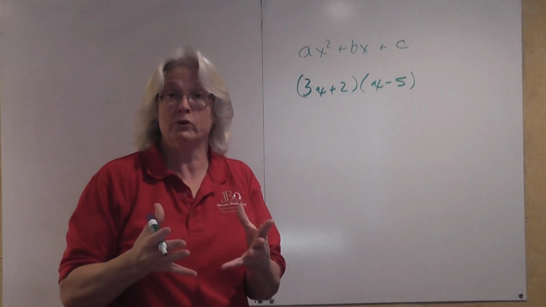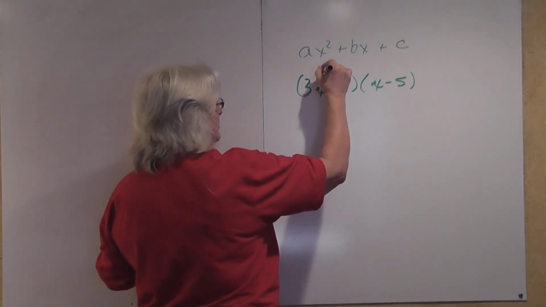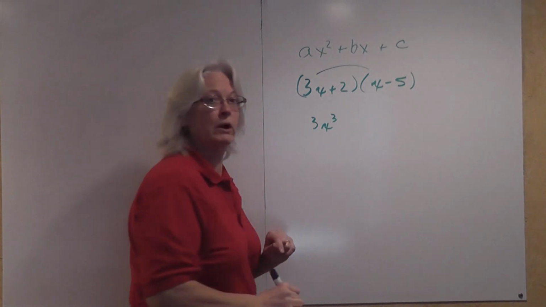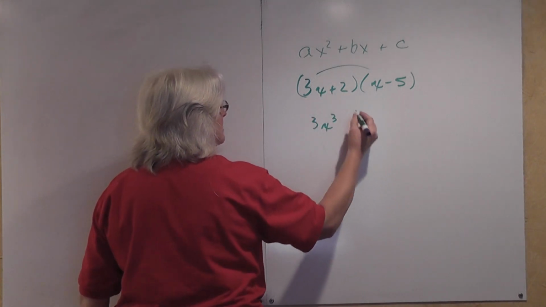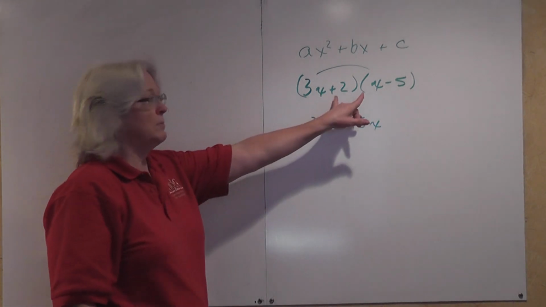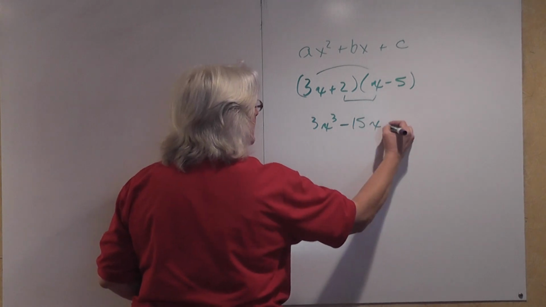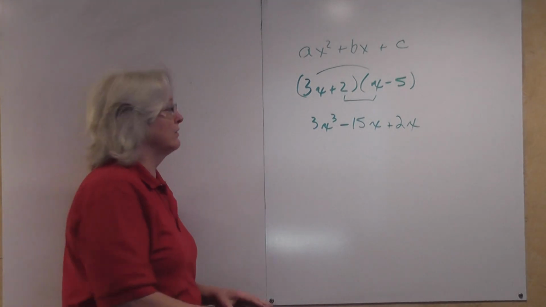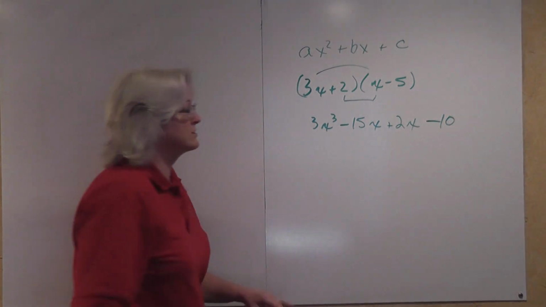We know how to multiply two polynomials together by using FOIL. We multiply our first terms together. 3x times x is 3x squared. We multiply our outer terms together. 3x times a negative 5 is a negative 15x. We multiply our inner terms together. 2 times x is a positive 2x. We multiply our last terms together. Finally, 2 times a negative 5 gives us a negative 10.